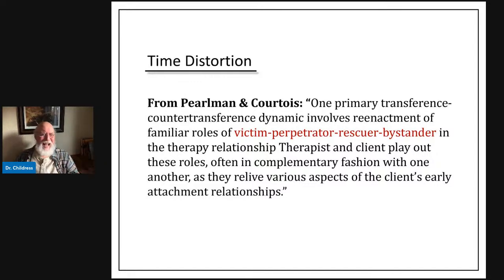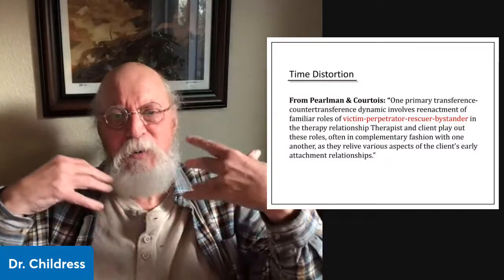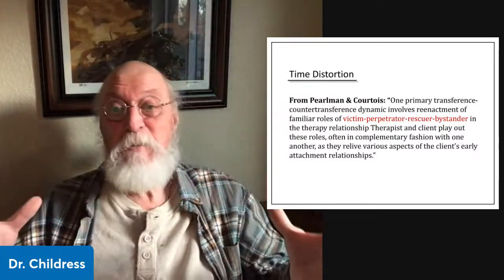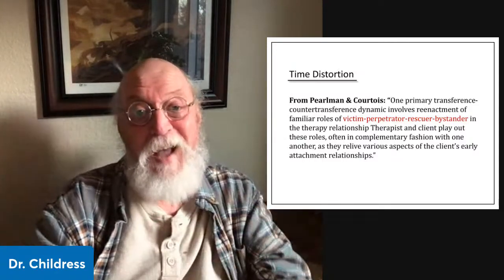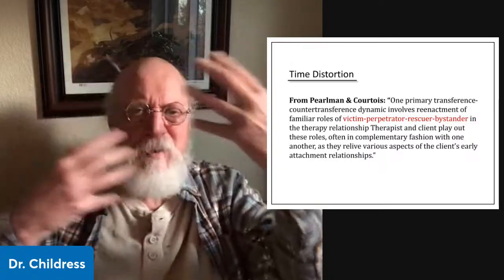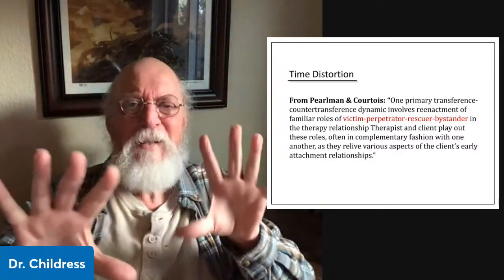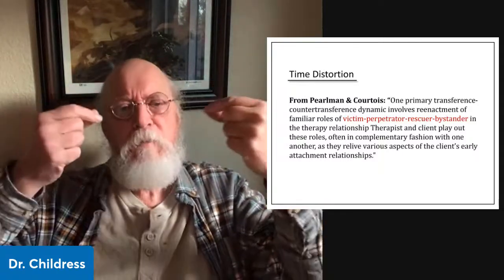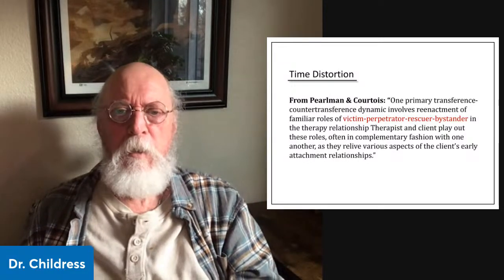That is exactly spot on what's happening here. People in this family are reliving various aspects of the allied parent's early childhood attachment relationships. It's a trauma reenactment, and that's what makes it a delusional pathology, out of touch with reality, because they're responding to current events as if they were past events, as if they were living in the past.